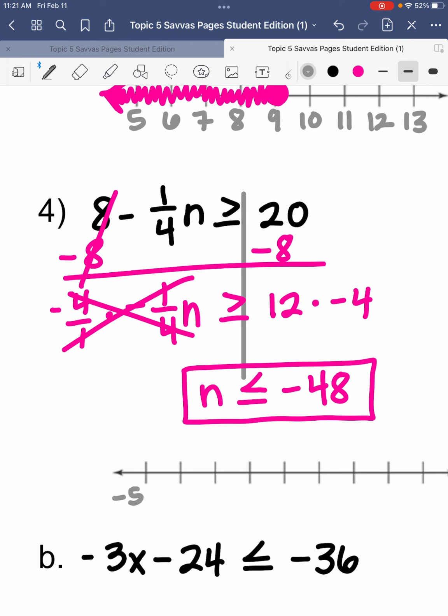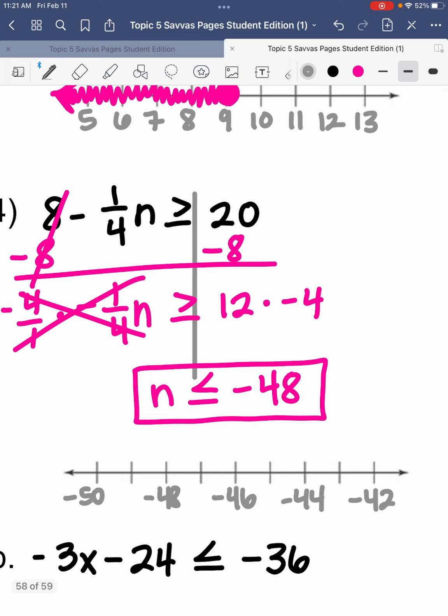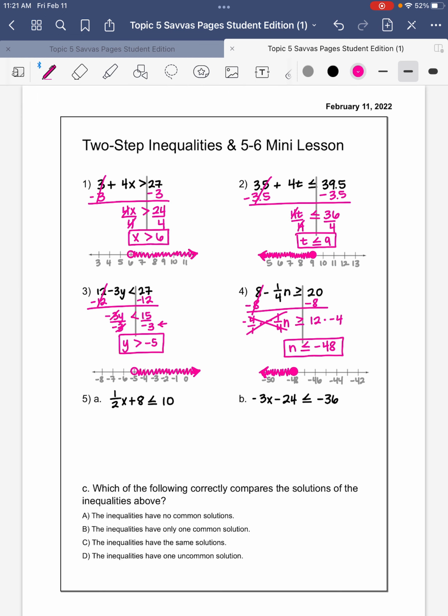I'm going to start with negative 50, and I'm going to label every other dash. So that's negative 49, negative 48, negative 47, negative 46, negative 45, negative 44, negative 43, negative 42. Okay, so where do I put my circle? At negative 48. So right here, and it needs to be a closed circle because there's a line underneath my symbol, so I'm going to fill it in. And then I'm going to shade the numbers that are smaller, so I'm shading farther away from 0, so negative 50 and beyond.